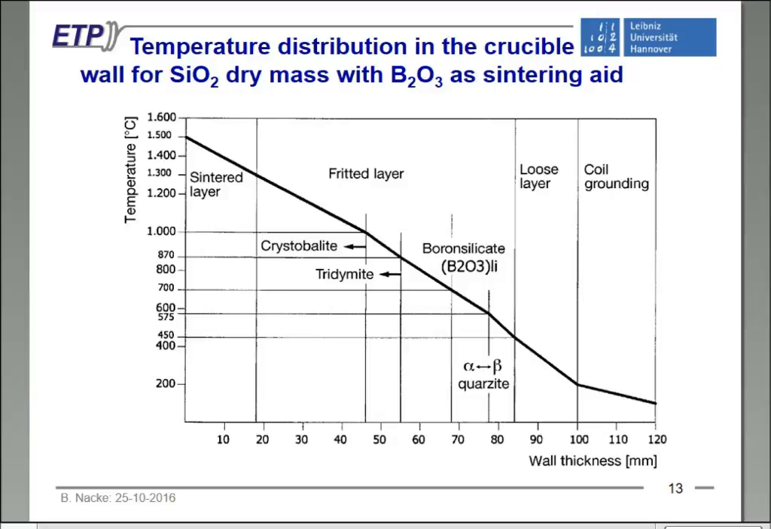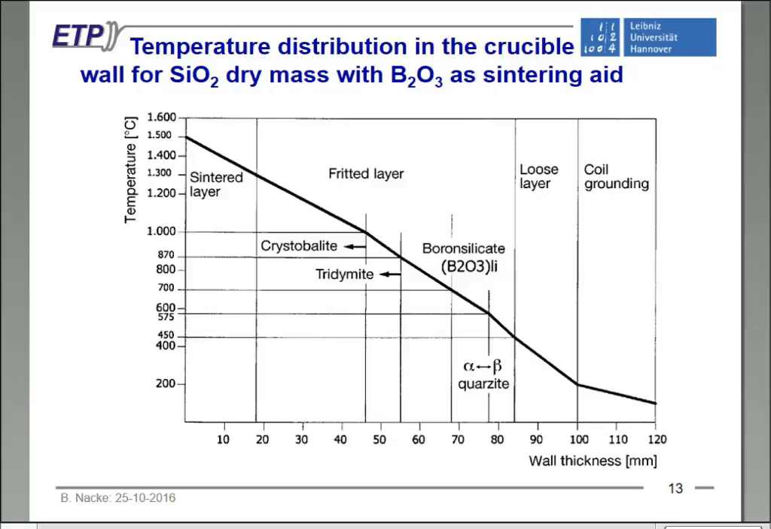And due to high temperatures here, from the melt, we got here first a sintered layer, which is very, very close. Then we got a so-called fritted layer, which is sintered, but not like here so hard. And then we got a loose layer. And this structure gives a lot of advantages.